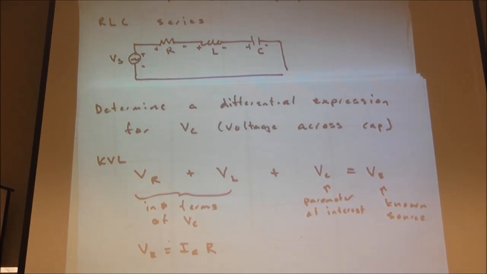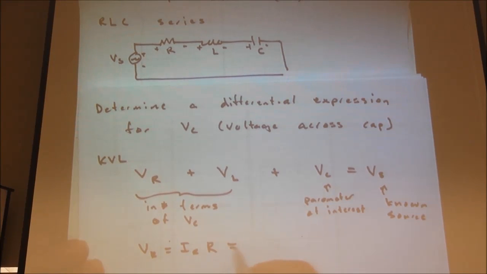Well, what type of circuit is this? It's a series circuit, so IR is equal to what? IC. And IC is our familiar C dV/dt. So lo and behold, we have VR in terms of VC. That's a differential expression, but that's fine. That's what we're looking for.